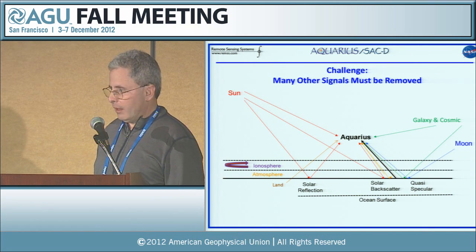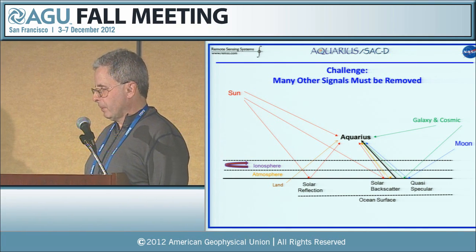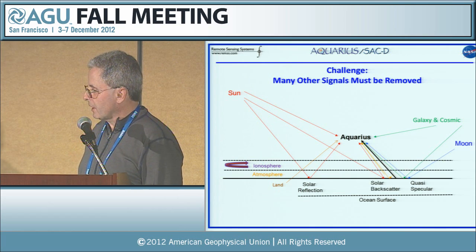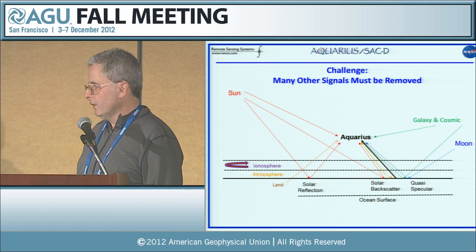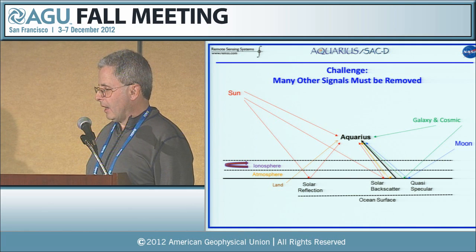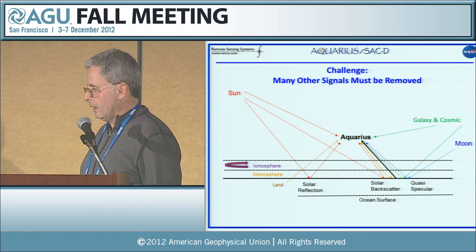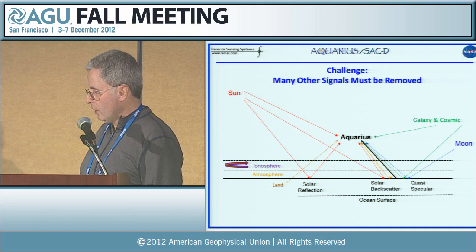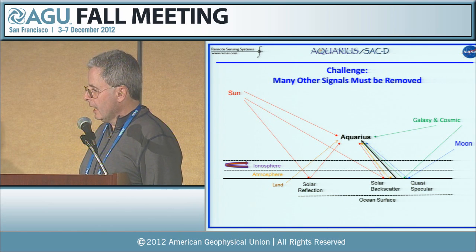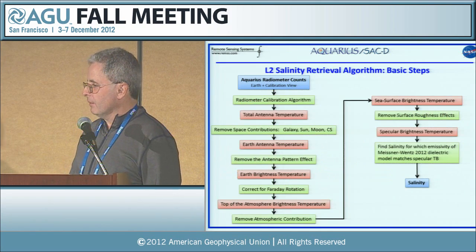In order to get there, there are lots of things which have to be done. The curve I showed you was for the specular surface, but there are lots of other signals which come in. There are celestial intrusions from the galaxy, from the sun, from the moon, which go into the instrument or which are reflected at the ocean surface. The cosmic background. Then there's the ionosphere, which causes Faraday rotation. There's the atmosphere. There are intrusions from land also. And important, that's what I'm focusing on today, there's also the roughness of the ocean surface, which needs to be taken out before we can do the salinity retrieval.